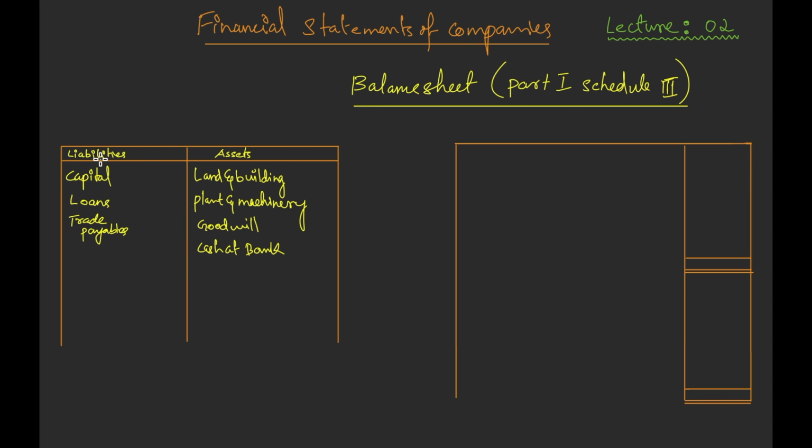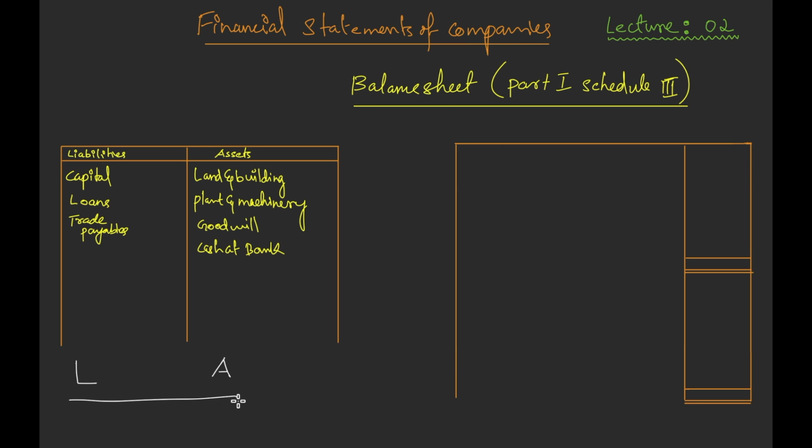On the left side, we had liabilities like capital, loans, trade payables, etc. And on the right side, we had assets like land and buildings, plant and machinery, goodwill, cash at bank. So the format of a balance sheet of sole proprietors is a T-shaped format, and this is also called horizontal format. How is this horizontal? Because first we write liabilities, and to the right we write assets. So this is a horizontal format.